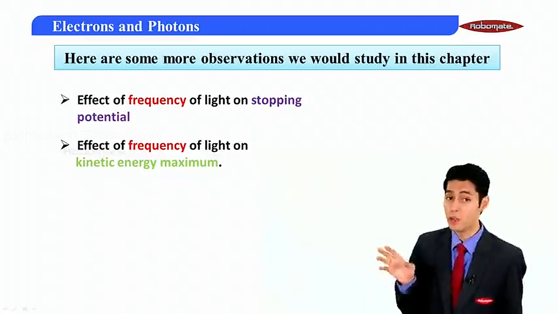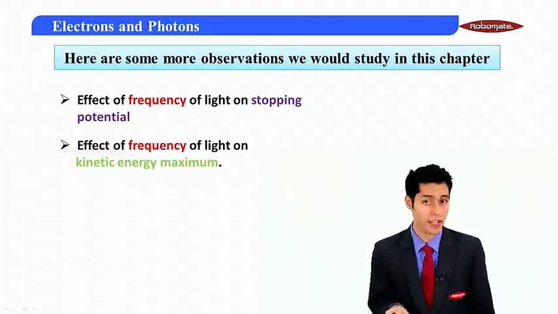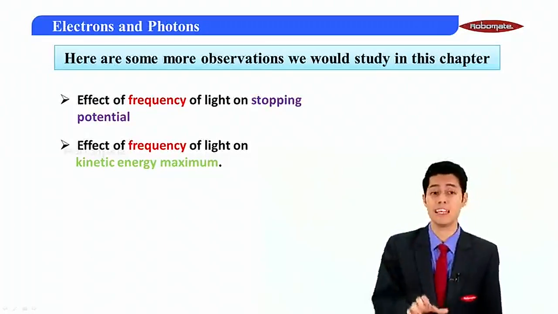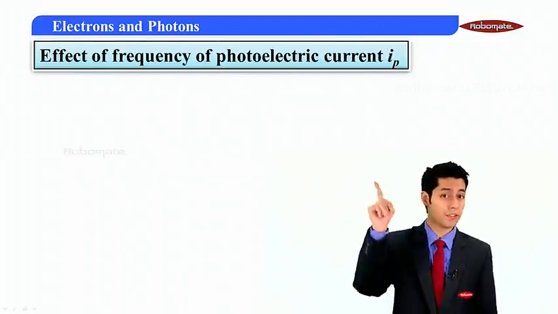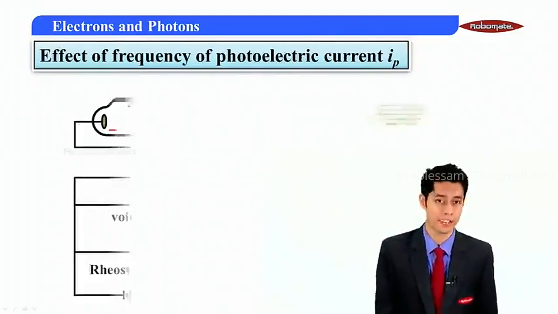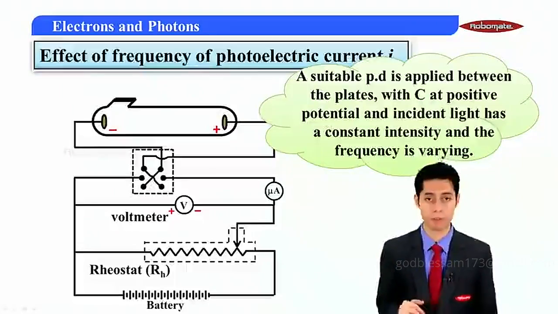Now students, I know there are a few terms in this whole list that you don't know. But do not worry, one by one we are going to study each thing in detail. So the first thing that we are going to study is the effect of frequency on photoelectric current. Students, we know that this is our experimental setup that we performed.